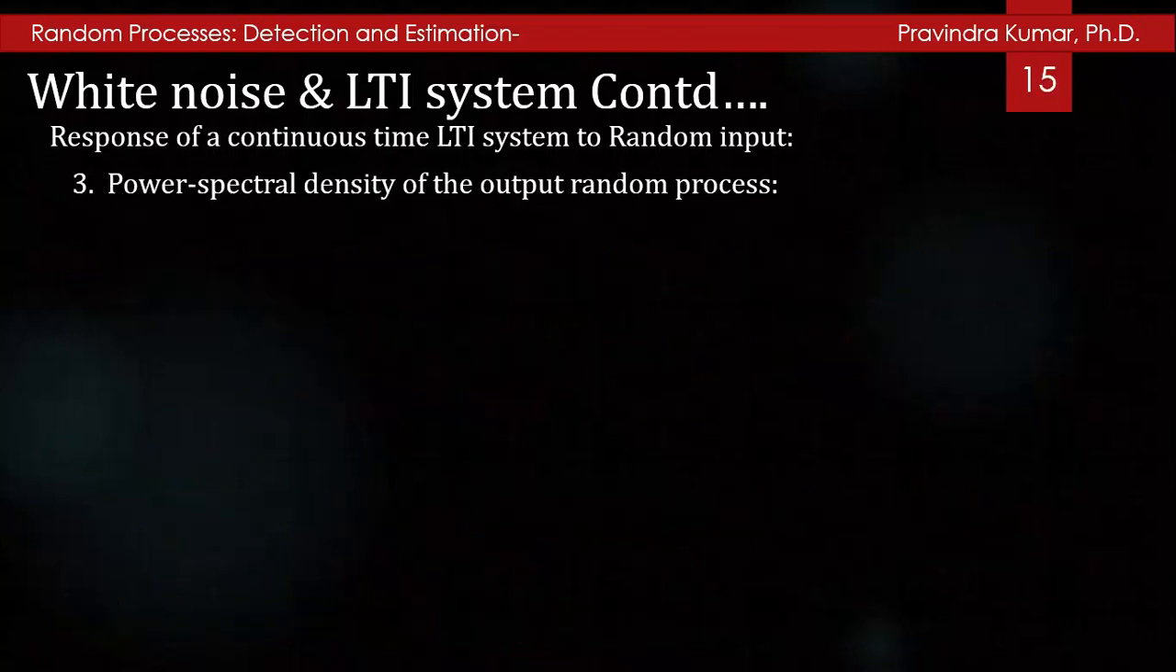And now the power spectral density of the output random process. You know the Fourier transform of the autocorrelation function is the power spectral density for a wide sense stationary process. So the power spectral density S_YY(omega) of the LTI system having the transfer function H(omega) will be the Fourier transform of R_YY(tau). So S_YY(omega) will be equal to the integration from minus infinity to infinity of R_YY(tau) e to the power minus j omega tau d tau.